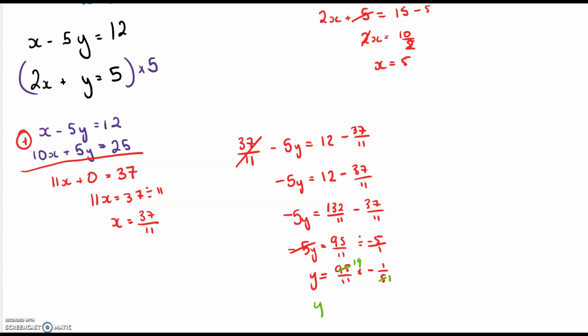So my answer is, I'm just going to keep these pens the same, y equals 19 times negative 1 is negative 19, 11 times 1 is 11, so negative 19 over 11. So my solution for this one is that x is 37 over 11 and y is negative 19 over 11. Okay, there we go.